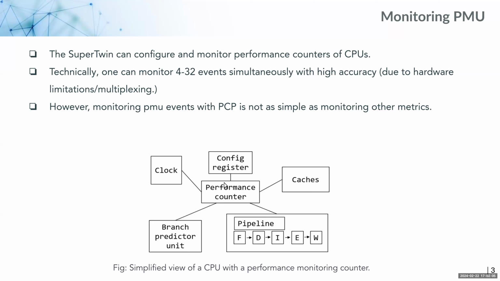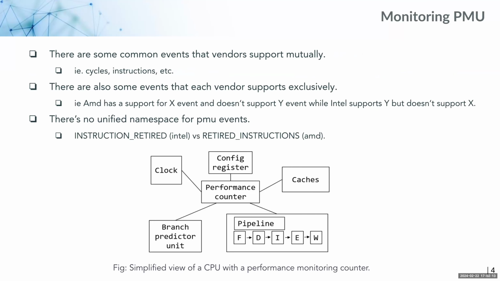Monitoring and configuring these counters is not as easy as configuring the other metrics, because we have some common events such as cycles inside the clock or instructions being carried out, but there are some events that change from one microarchitecture to another and from one vendor to another. For example, Intel may support an event X, but that event may not exist on the AMD side or vice versa. And even though some events give you the same thing, their names might be different.